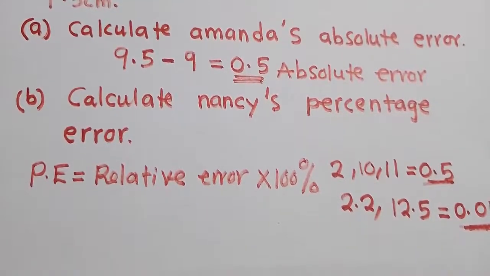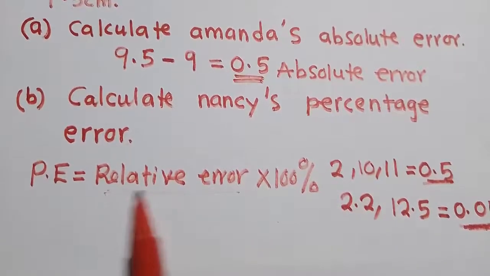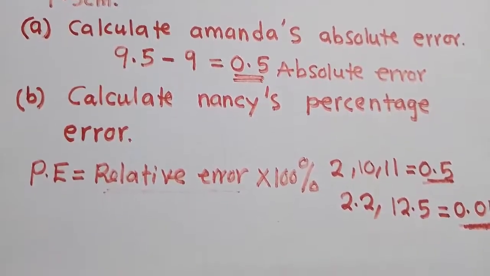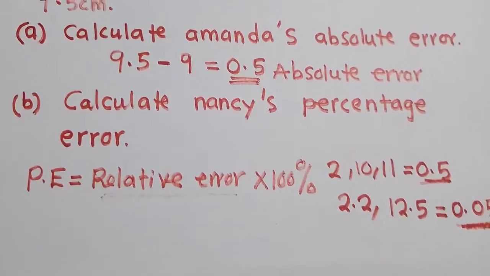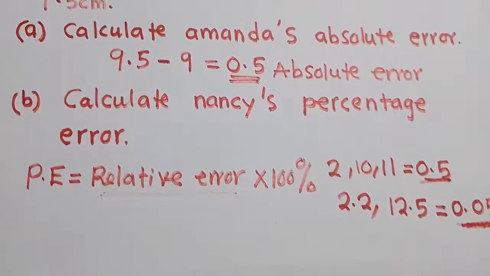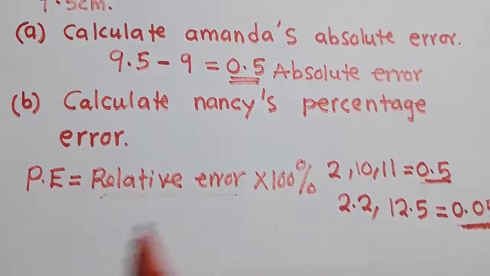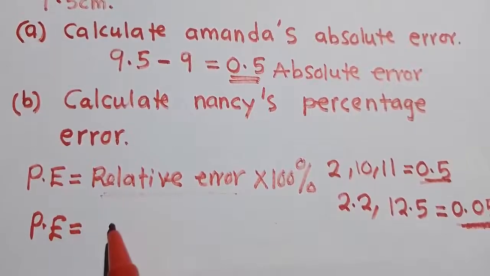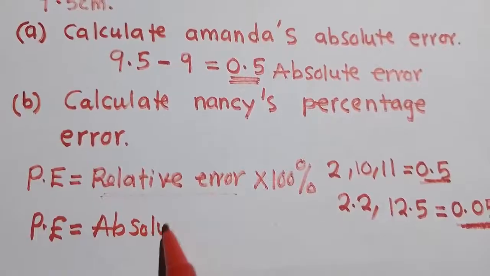So in other words, we need to calculate Nancy's relative error. This is what we need to do. We calculate Nancy's relative error. You calculate that one. So how do you calculate relative error? So percentage error is also equal to relative error. You know that it is absolute.